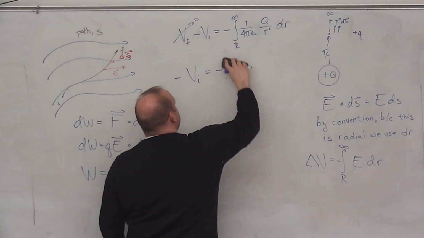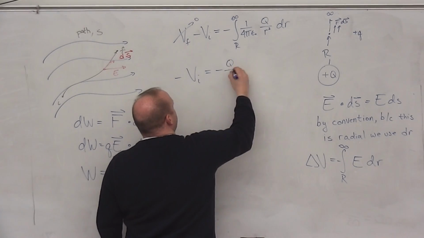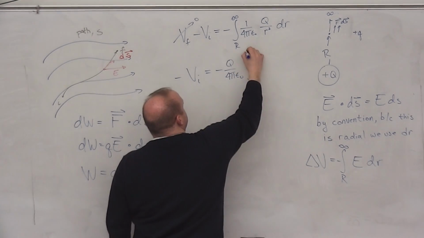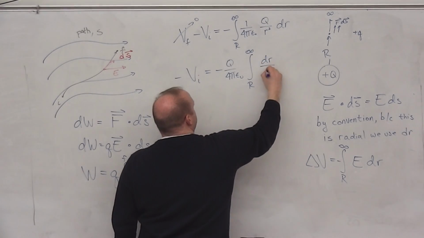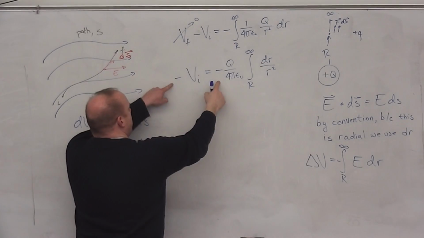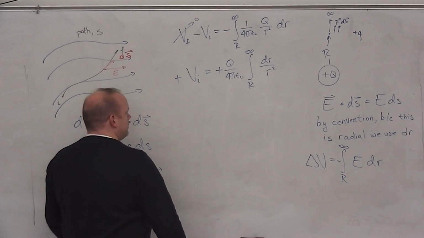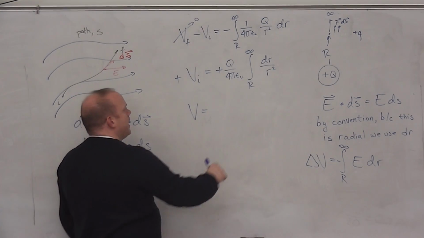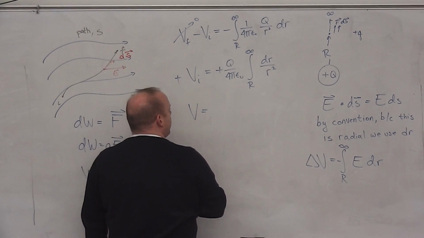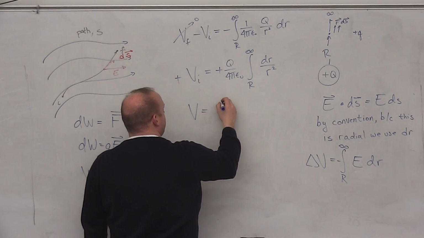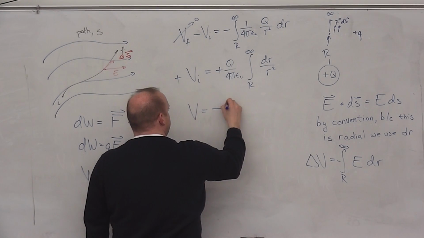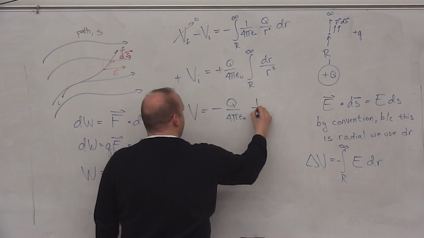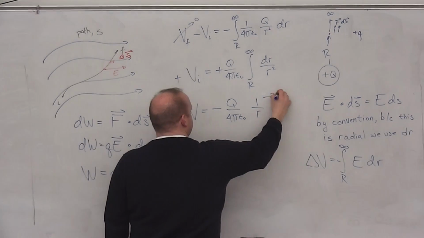Let me just pull the constants out. Q over 4 pi epsilon naught, integral from R to infinity of dr over R squared. Negatives drop out. V initial I'm just going to call V. Integral of 1 over R squared dr is negative 1 over R. So I get negative Q over 4 pi epsilon naught, 1 over R from R to infinity.